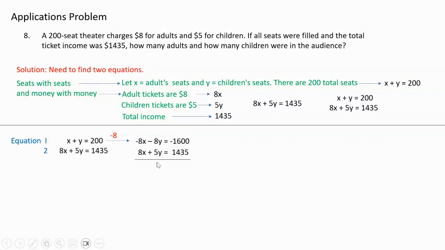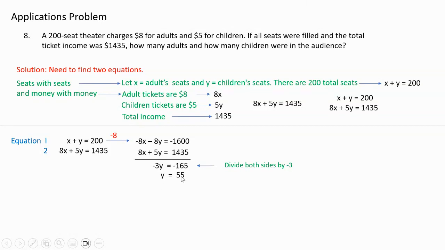We have negative 8y plus 5y, which will give us negative 3y, and negative 1600 plus 1435 will give us negative 165. We divide both sides by negative 3, and y equals 55.